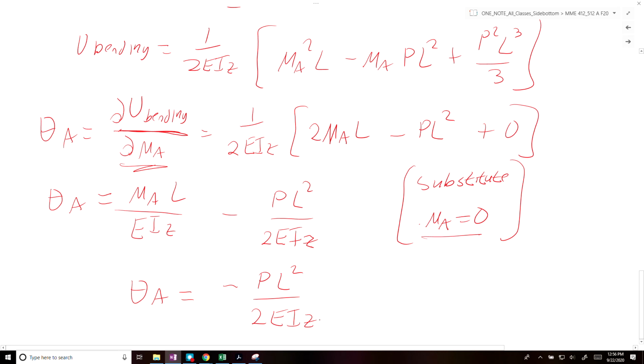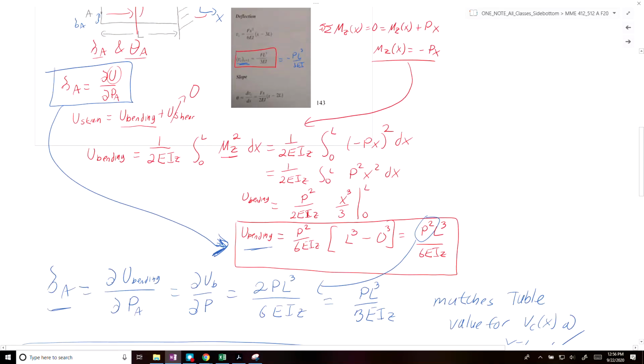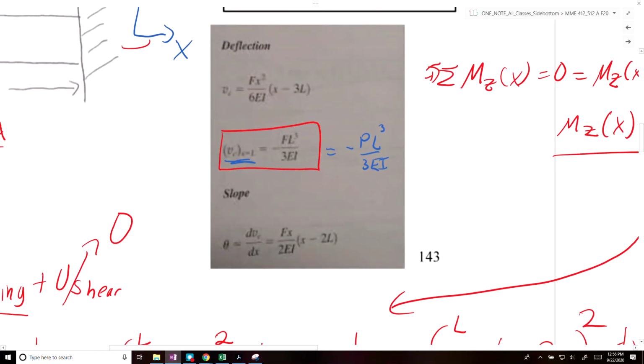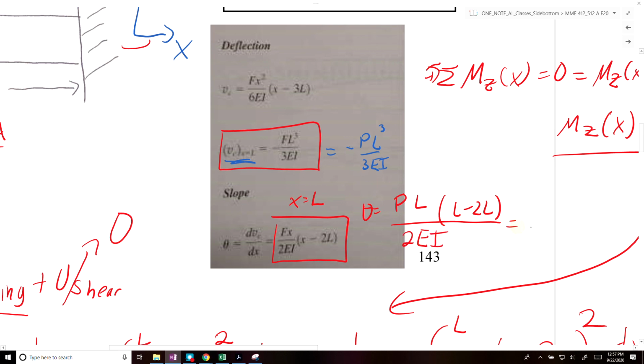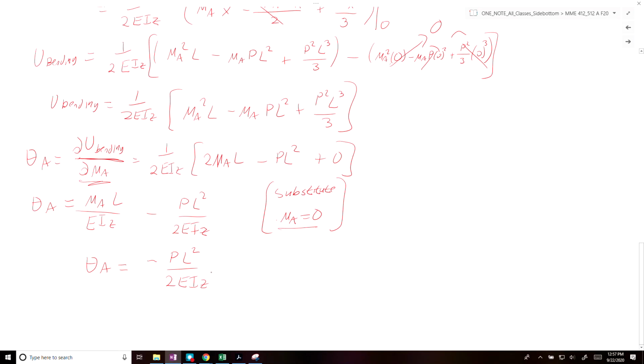Now, if we go to the initial problem, we are given that the slope is going to be equal to this term here. If we plug in x is equal to L, we end up getting theta is equal to P times x, which is L, times L minus 2L, which is just equal to negative L, over 2 e to the I. If we simplify that down, we get minus P L squared over 2 e I. That is the same equation we have down here, so this matches the solution in the back of the textbook.